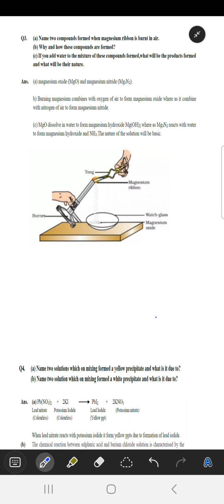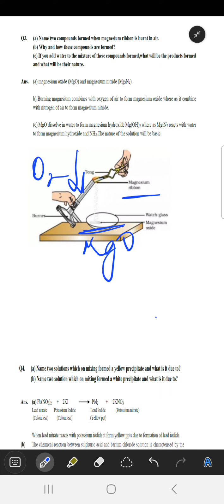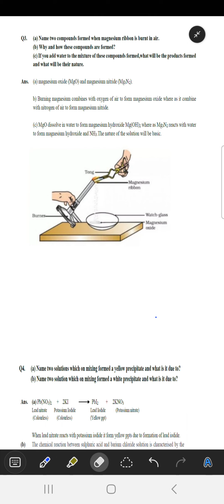As you can see in the figure, when magnesium ribbon is burned in the presence of oxygen, we get magnesium oxide, which is in white powder form. Similarly, magnesium reacts with nitrogen and we get magnesium nitride. So there is a formation of magnesium oxide and magnesium nitride.